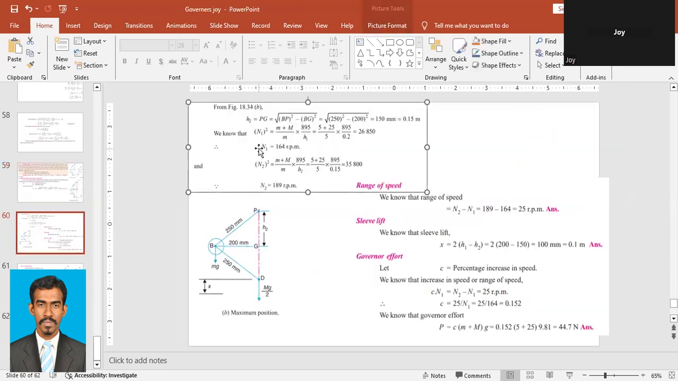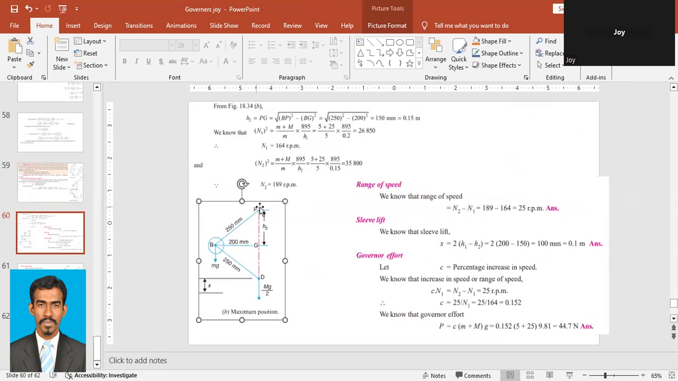Similarly, we have to find the H2 also. This is H2 at maximum speed. At maximum speed, the arm length is the same, 250 millimeter, and the radius is 200 millimeter. So under root of 250 squared minus 200 squared gives 150 millimeter, that is 0.15 meter. So now we have found the heights at both the incidents.